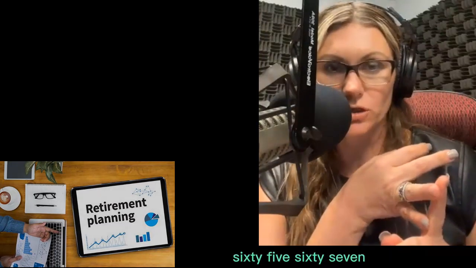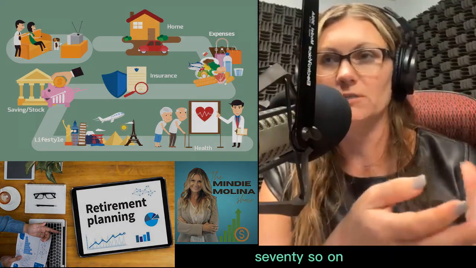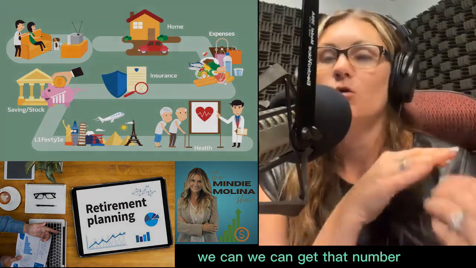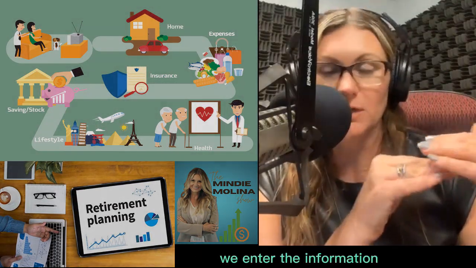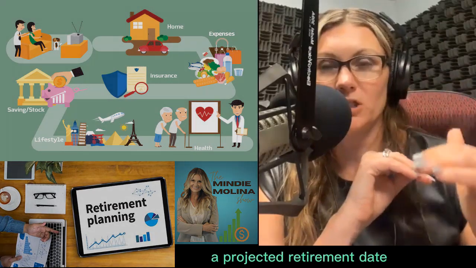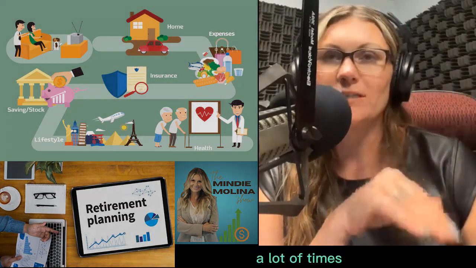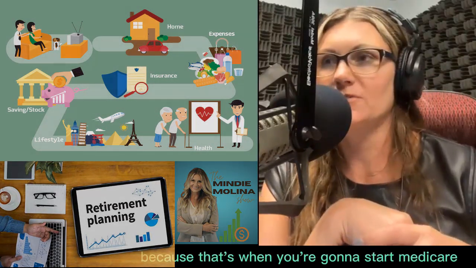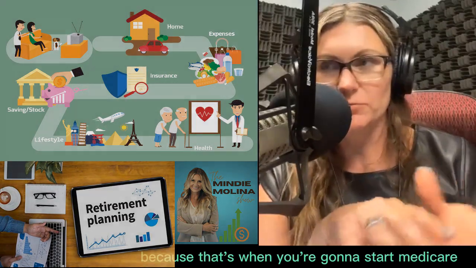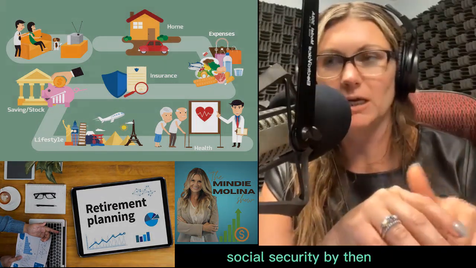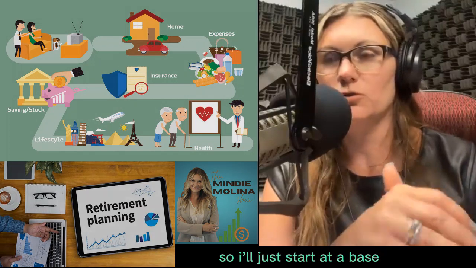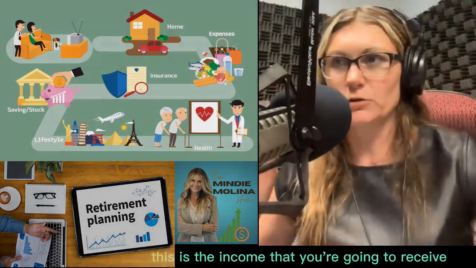And get your statement to show how much Social Security you'll receive at 62, 65, 67, 70, so on. We can get that number. We enter the information, a projected retirement date. A lot of times I'll just start at a baseline of 65 because that's when you're going to start Medicare and you can start Social Security by then. So I'll just start at a base, very high level view.